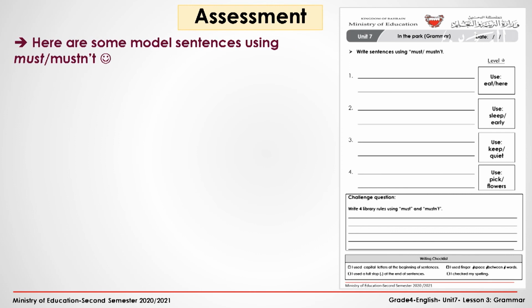Now, here are some model sentences using must and mustn't. Are you ready? Number 1. They mustn't eat here.